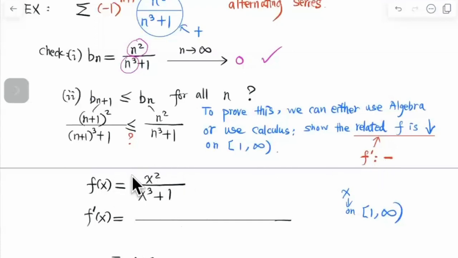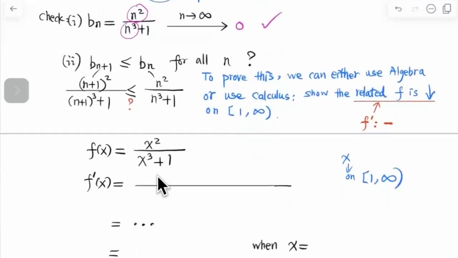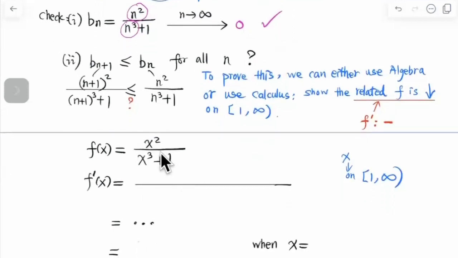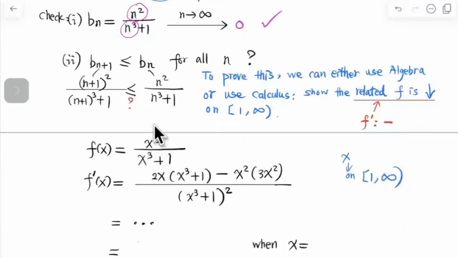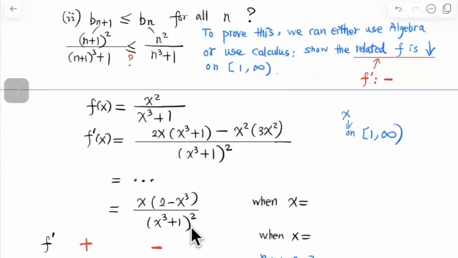So we take the first derivative of this function. What kind of rule do we need to use to differentiate this? The quotient rule. Using the quotient rule, differentiate x squared, we get 2x. Now we multiply by x cubed plus 1. Subtracting this x squared times the derivative of x cubed plus 1, which is 3x squared. And then over the square of this denominator. Now after you simplify this, we end up with this quotient, that is the first derivative of the related function.